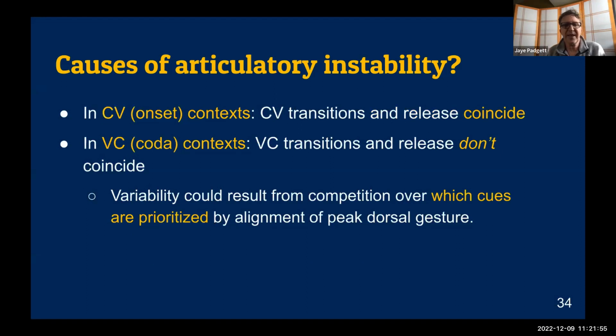So the observation is that for onset consonants, the CV transitions and the release coincide at the end of the consonant. But for coda contexts, the VC transitions and the release don't coincide. So if they're both important to perceiving the contrast, it raises the question: how should you coordinate the palatalization or velarization gesture with coda consonants? Do you lean towards the transitions? Do you lean towards the release? Do you try to find a compromise between those things? So maybe variability could result from things like that.